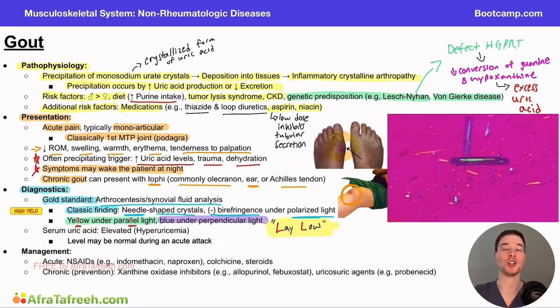Again, this is the opposite of pseudogout, or CPPD, which we'll talk about next, where you have the opposite findings, where they are yellow under perpendicular light and blue under parallel light. So again, we really need to differentiate these two pathologies, and this is one of the best ways to do so.